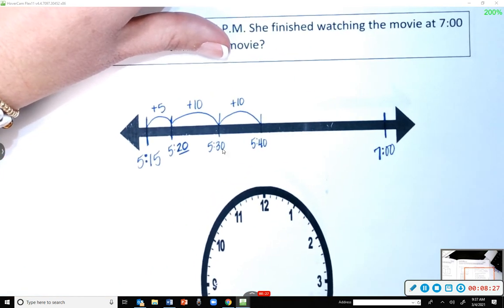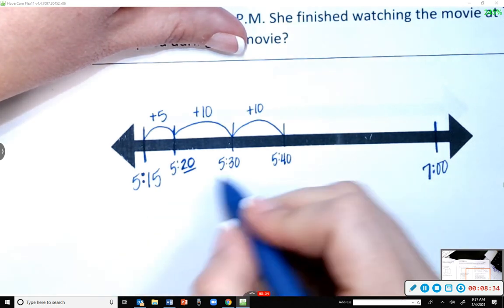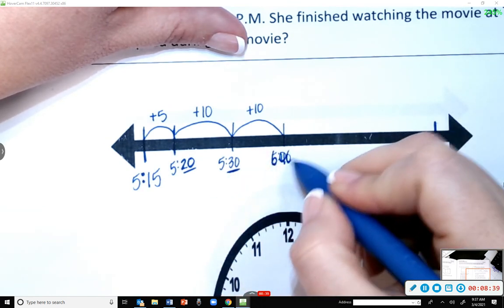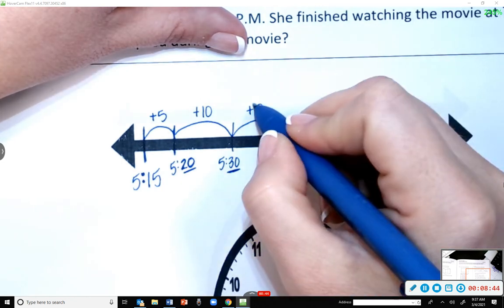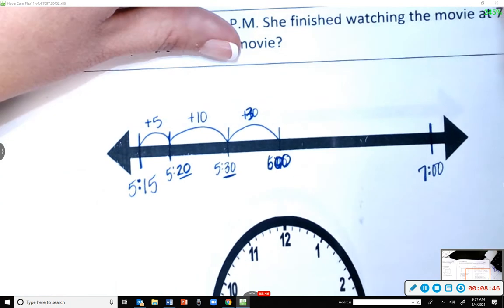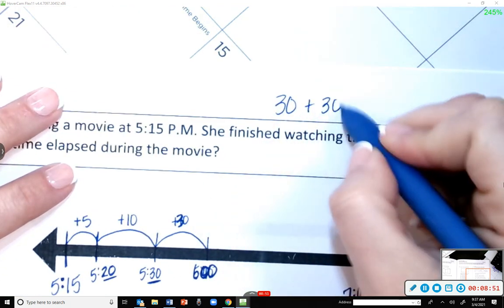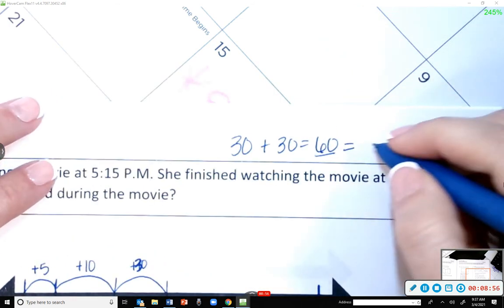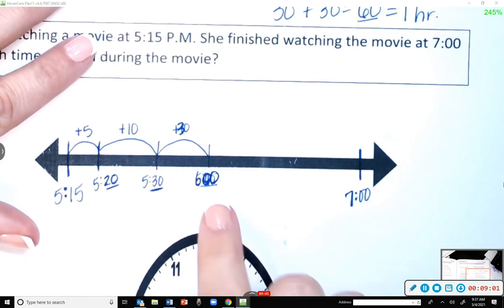When I get to a 30, I know that I'm halfway there, right? Because I need to go to 60 to get to the next hour. So if I'm at 30, what could I add to get to 6 o'clock? 30. Another 30. So anytime you're at 30 minutes, you need to add another 30 to equal 60, right? 60 minutes then changes to 1 hour.